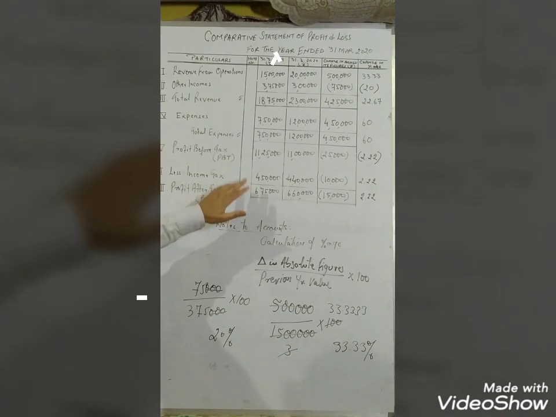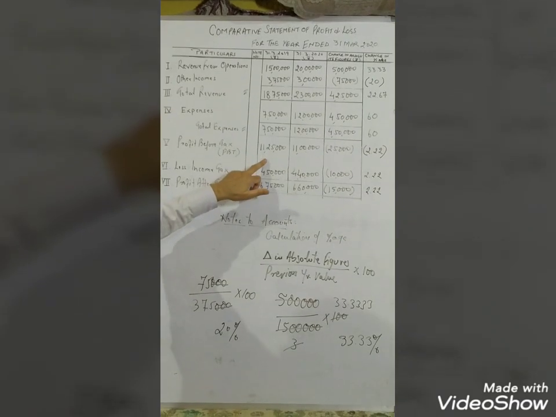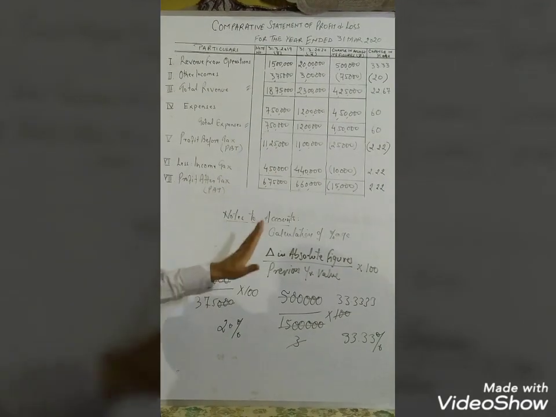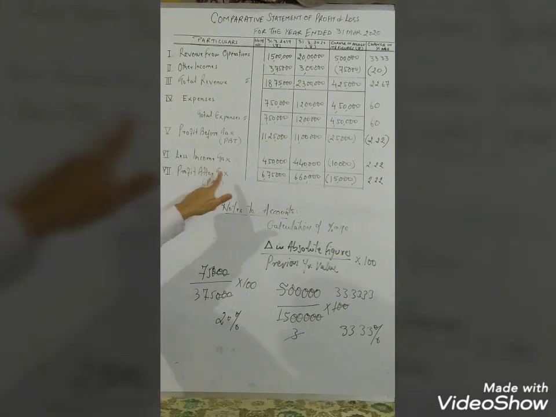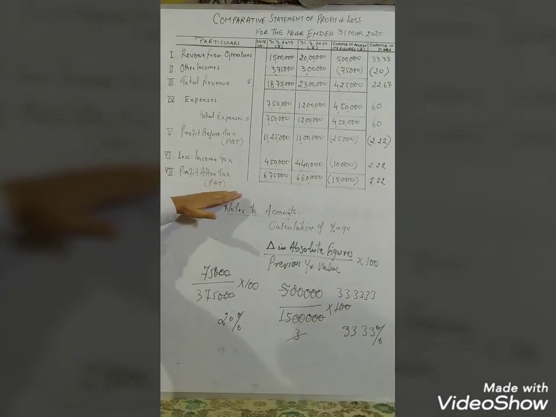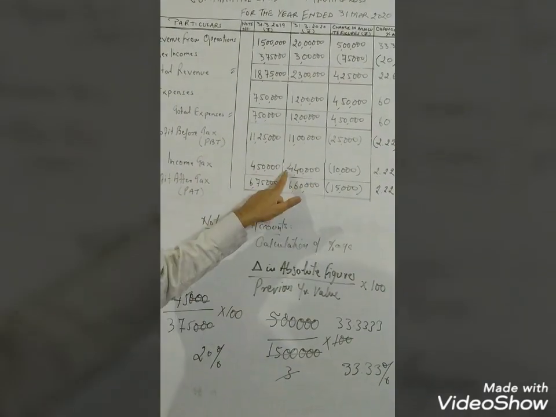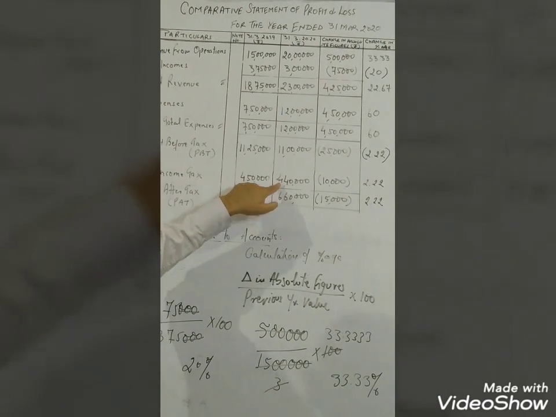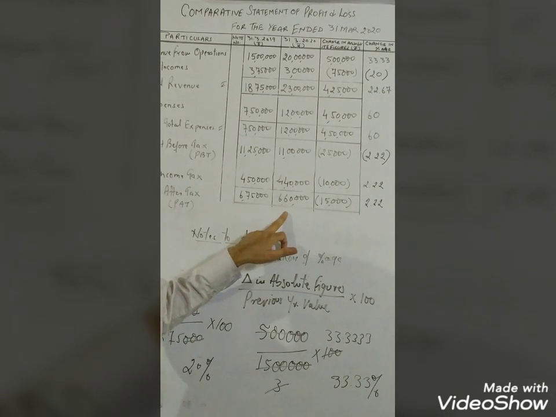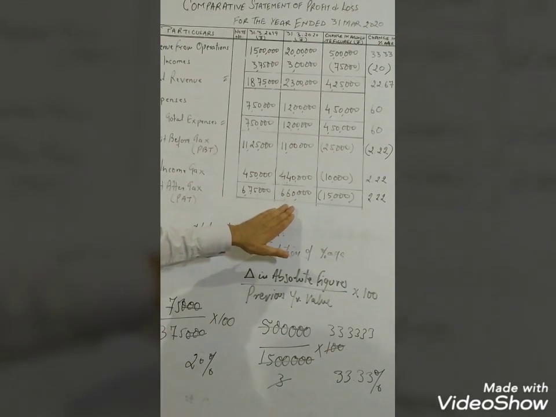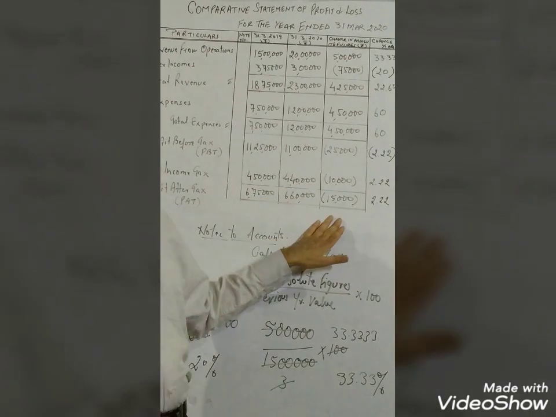Income tax of 4 lakh 50,000 for the year 2019 we will deduct from the profit before tax to arrive at rupees 6 lakh 75,000 profit after tax, popularly known as PAT. Similarly, for the year 2020, income tax of rupees 4 lakh 40,000 will be deducted from profit before tax to arrive at 6 lakh 60,000. This is profit after tax. Now we have to find out the change in absolute figures for both the years.